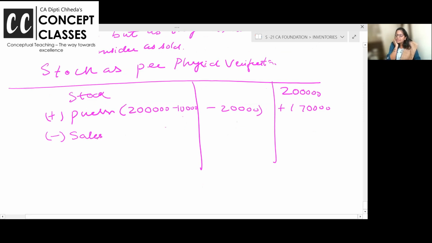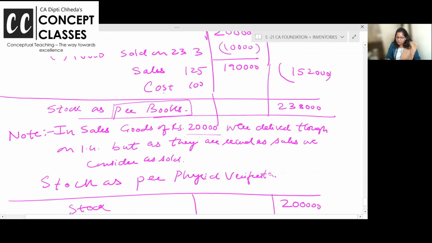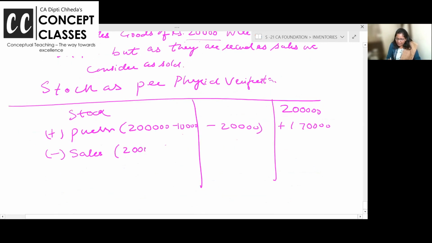Minus the sales. Now remove both. 2 lakh minus 10,000 also remove. And in sales also 20,000 remove, because the goods have not been received yet. So how much is your sales? 170. This is at 125. At 100, how much? Yes, you can also give the answer.